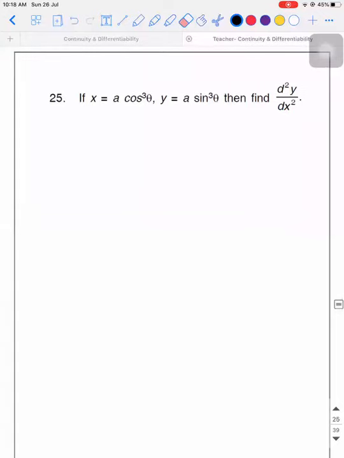So 25th, who asked? Oh, Shruti, you had a doubt. Okay. So 25th, see, x is equal to a cos cube theta, y is equal to a sin cube theta. So you told you have problems with second order derivative. Okay. So first, what are we supposed to do? What form is it? Shruti, can you tell me what form is it? Parametric form.